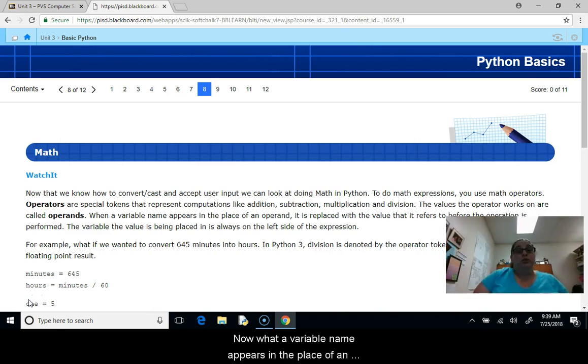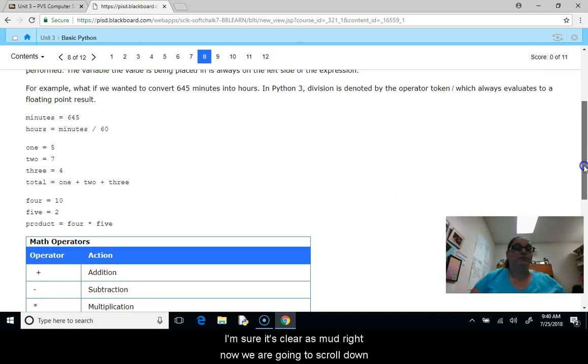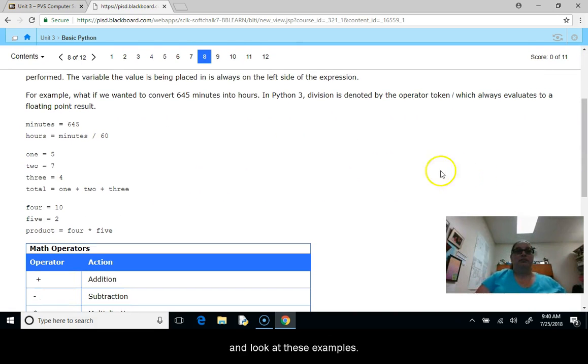Now when a variable name appears in the place of an operand, it is replaced with the value that it refers to before the operation is performed. The variable the value is being placed into is always on the left side of the expression. So to make that a little clearer, because I'm sure it's clear as mud right now, we are going to scroll down and look at these examples.